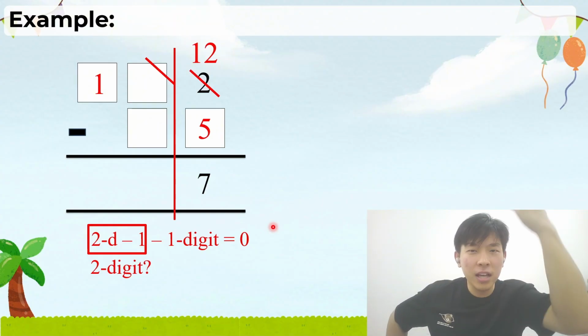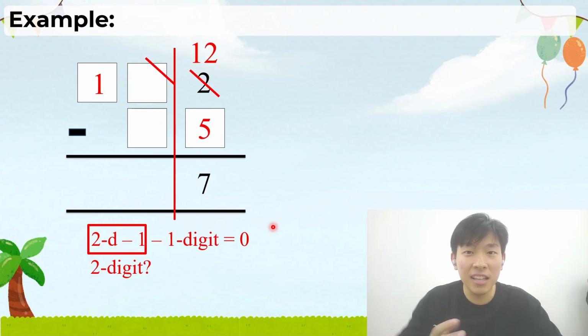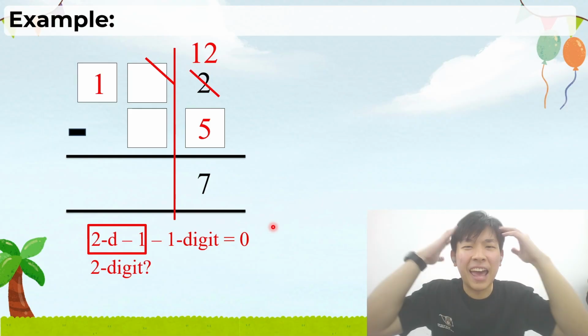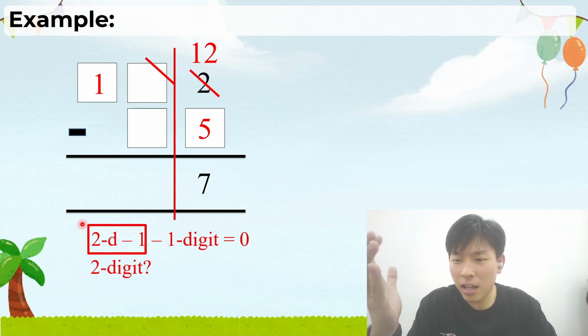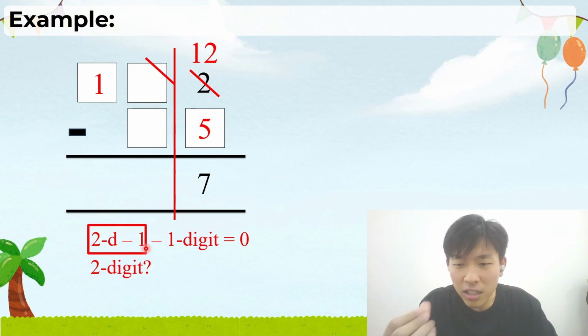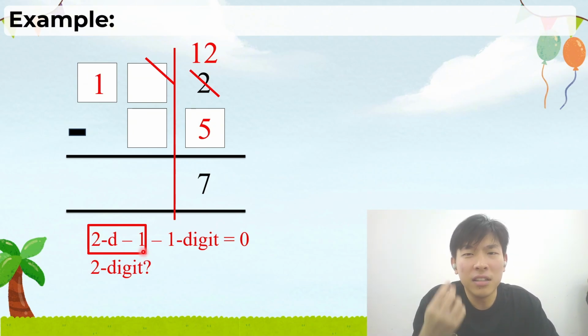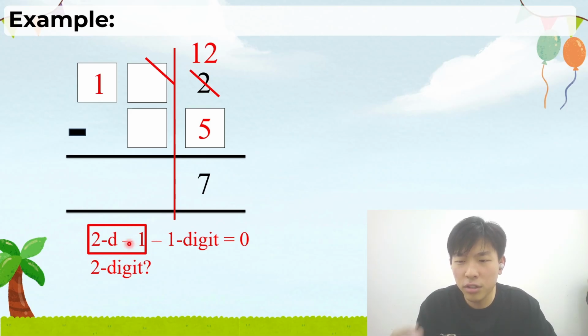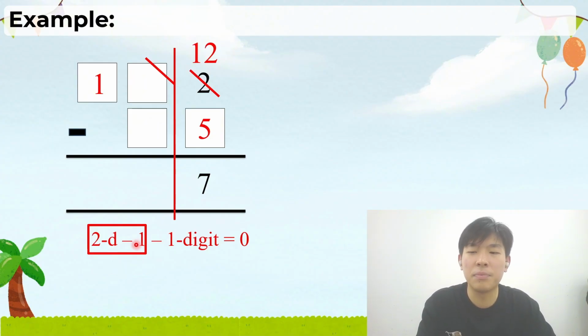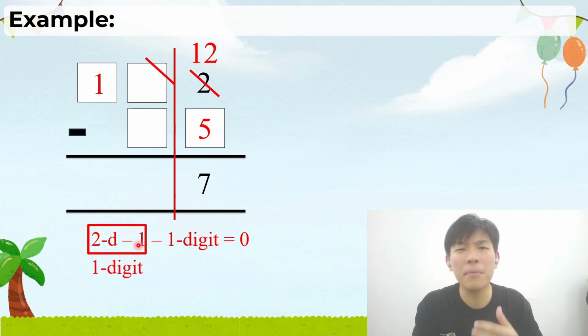10. Very good. What is the biggest one-digit number? Yes, it is 9. 10 minus 9. Will it become 0? No, it cannot. So this means that if it's a two-digit number, then it is not possible to become 0. This means that this part, two-digit minus 1, can it be a two-digit number? No, it must be a one-digit number.